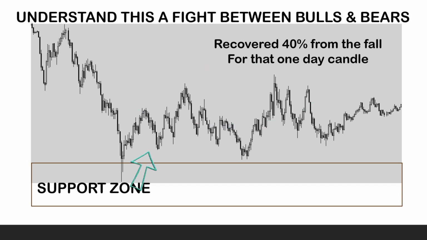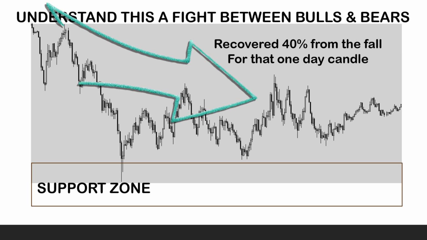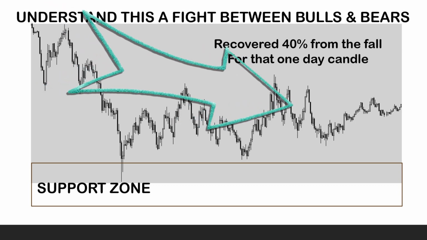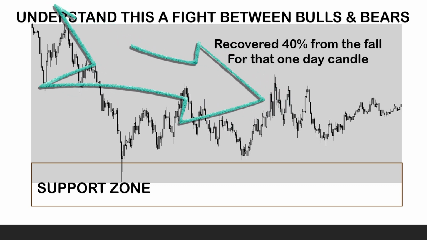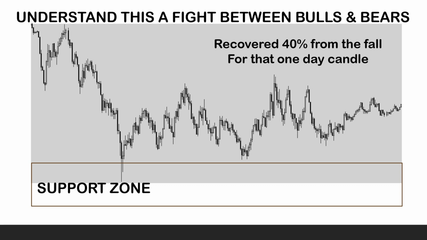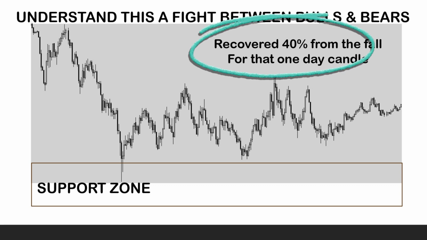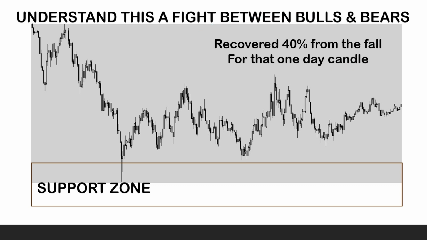The bulls push the market up, the bears push the market down. Again, the bulls tried to push and a little bit they went ahead, and they were successful a little bit. So overall, if you look from the opening till the closing of this candle, the bulls were able to push the market only around 40%. That means the bulls were not very, very strong.